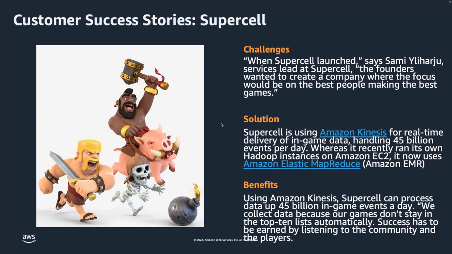The challenge for Supercell included a way of handling over 45 billion events per day. They chose Amazon Kinesis Data Streams for this implementation. And whereas they recently ran their own Hadoop instances on Amazon EC2, Supercell is now using Amazon EMR, which was mentioned previously. The benefits for Supercell include the ability to evolve and improve by analyzing the data from their users over time.